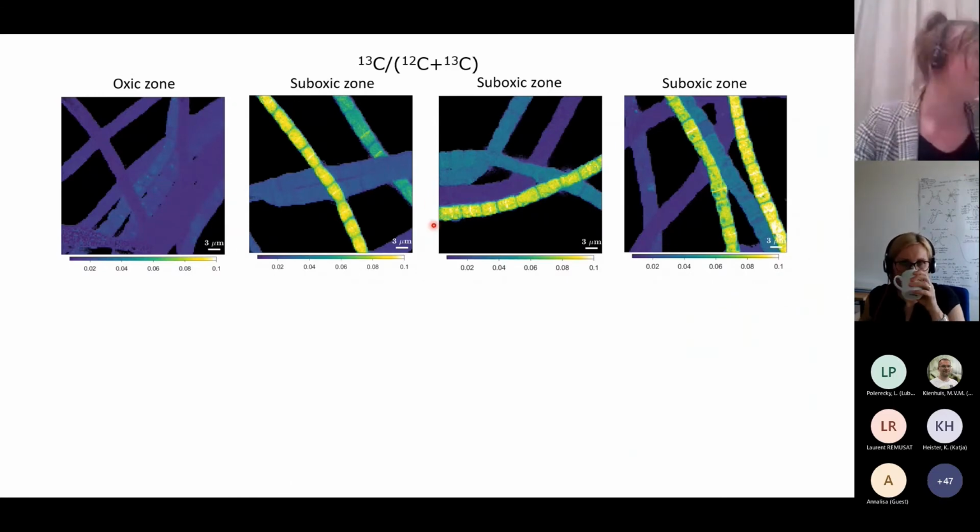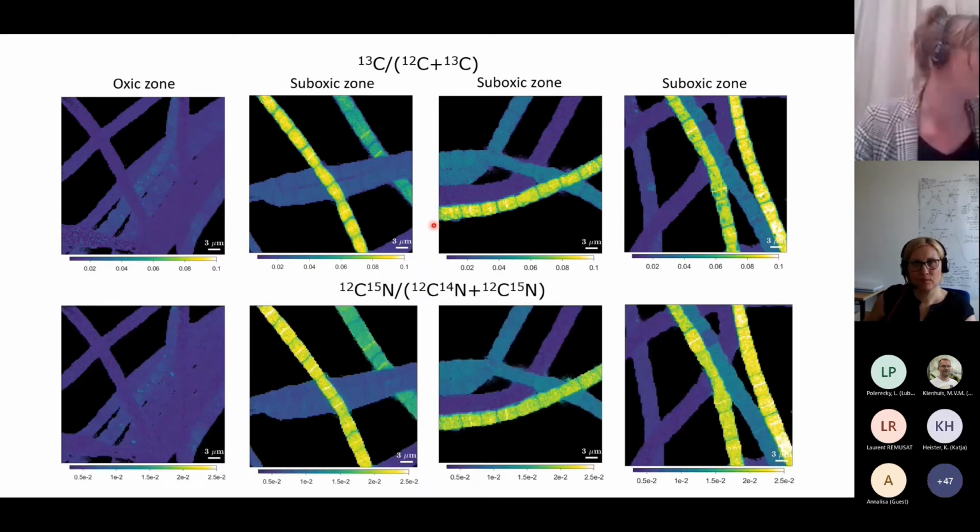And we also did a labeling with 15N ammonia, so we measured this as well. And these are the results from the 15N ammonia atom fraction, so 12C15N over total CN. If you compare these images, they appear to correlate very well. The scales are slightly different, but high bicarbonate uptake means high ammonia uptake.